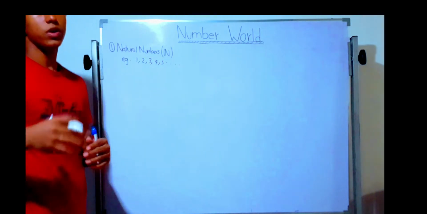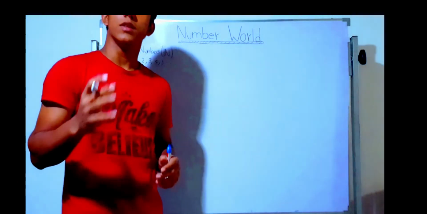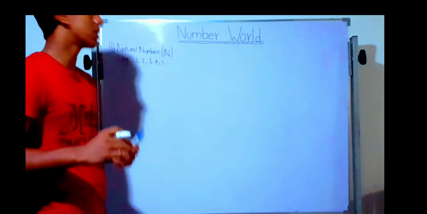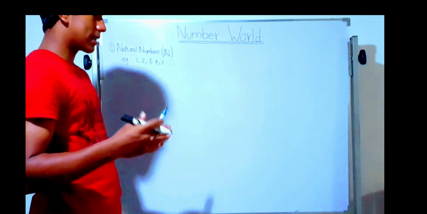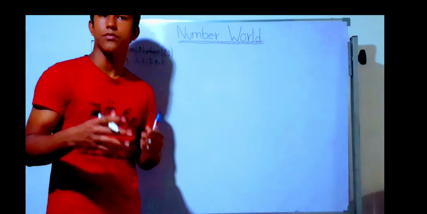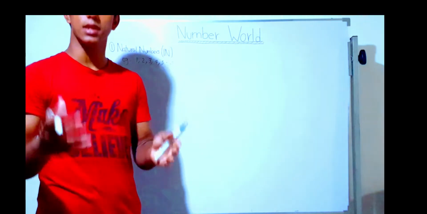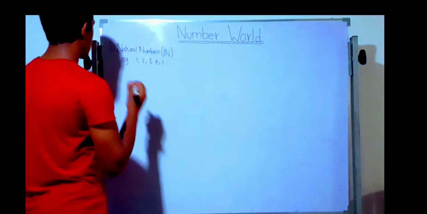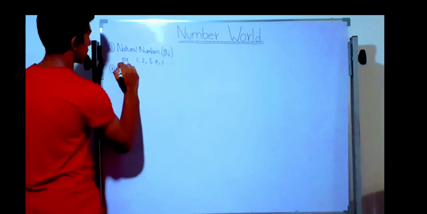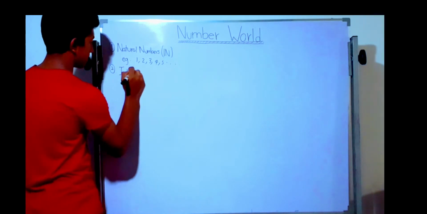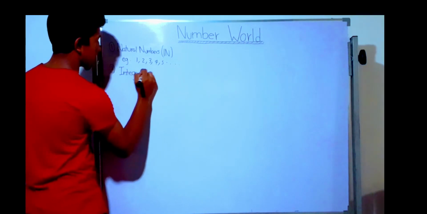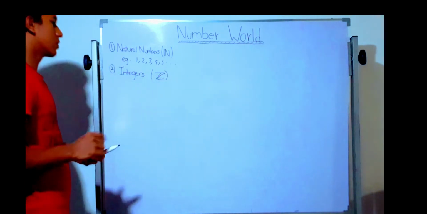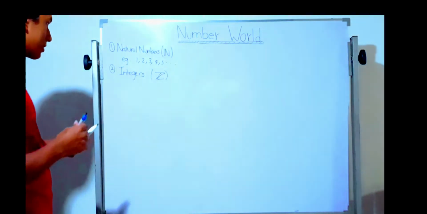Okay, so moving into the next set of numbers. The next set of numbers are the integers. Integers are whole numbers. Whole numbers are basically any number without any decimal. So it could be 5, 10, 100 or so on. So let's look into that. Integers are represented by this symbol. So integers can be any whole number, as I said.